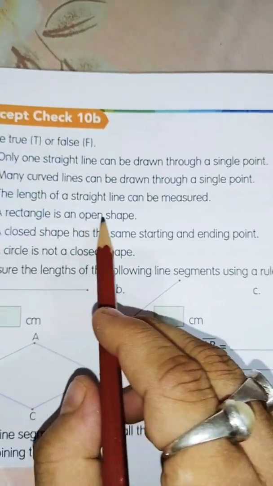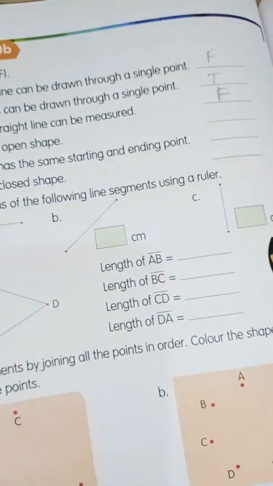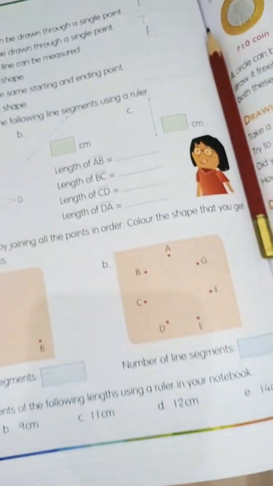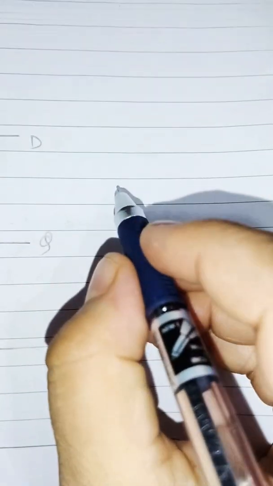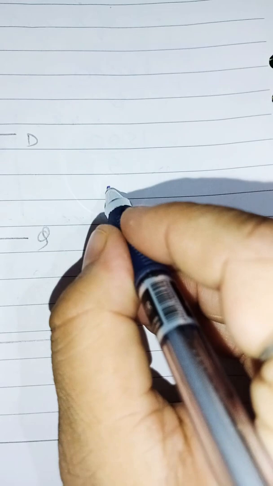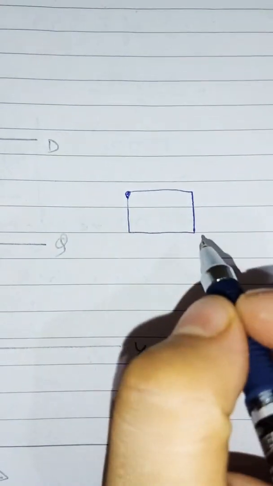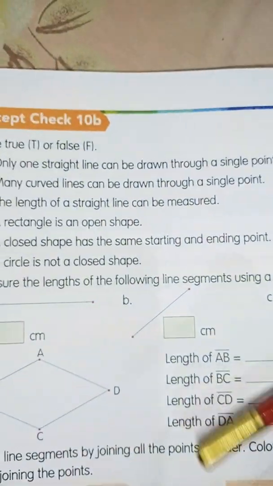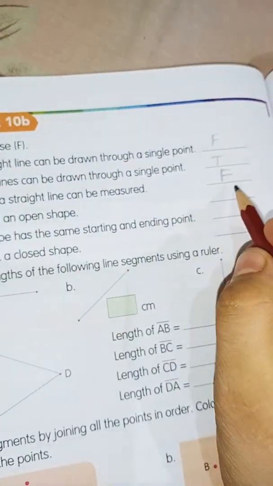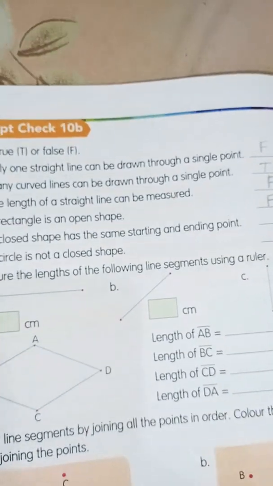A rectangle is an open shape. What is a rectangle? A rectangle is a shape having 4 sides like this. Say it starts from here, you go like this, this, and come back to the same point. So it cannot be an open shape, it will be a closed shape. But in the question they are saying that it is an open shape, so that is false.